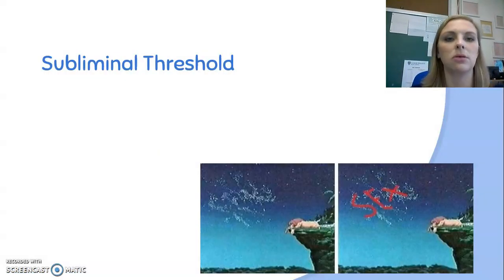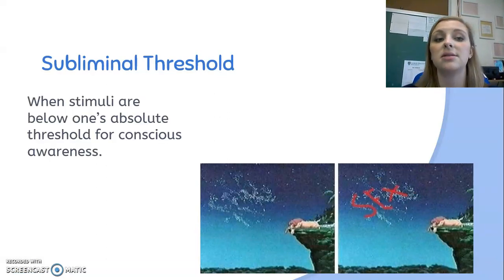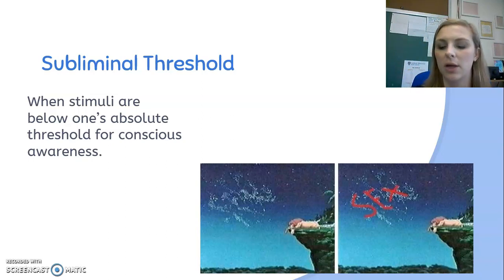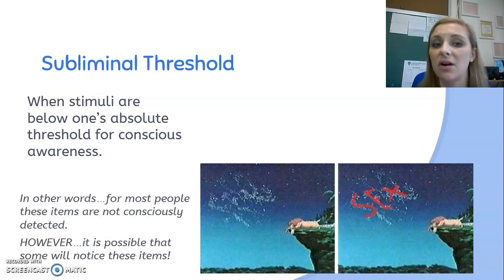So let's also talk about subliminal thresholds. Subliminal thresholds are the idea that the stimuli is below your absolute threshold so that your conscious awareness doesn't pick it up. So your brain is still processing that information, but you're not consciously aware that your brain is doing that. It can happen with any of our senses. However, we think about it mostly with advertising and subliminal messages that are sent through advertising.